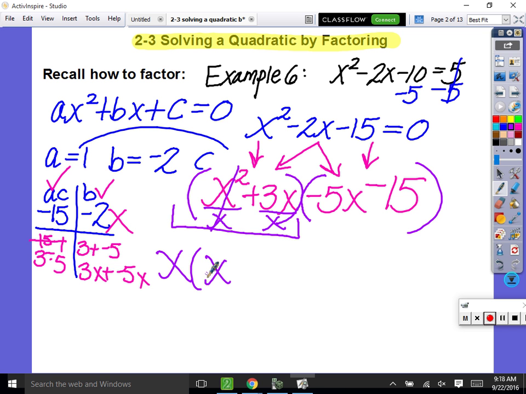Positive 3x divided by x is positive 3. Is everybody good? Now right here, we're going to pull out the greatest thing in common. And we're going to make sure that if there's a negative in front, or whatever that sign is, we pull it out with it. So we're pulling out 5, right? Well, let's pull out negative 5.